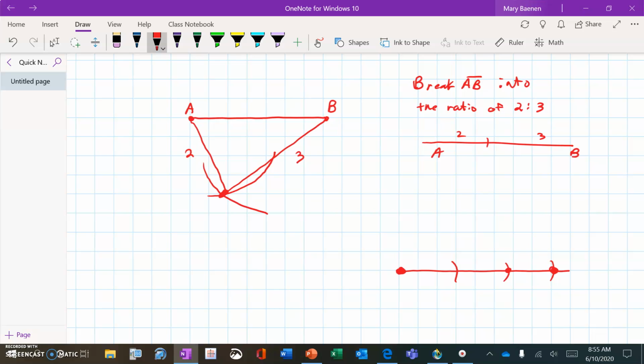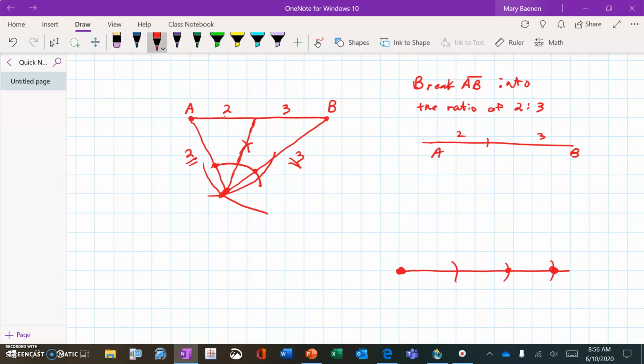Now, back to the conjecture. A bisector of this angle in the triangle will divide the opposite side into 2 segments whose lengths are in the same ratio as the 2 sides forming the angle. So if I now stab in here, go across, and do an angle bisector, so stab in here and make an arc, and with the same opening, stab in here and make an arc, this would be my angle bisector. The angle bisector splits the opposite side into the same ratio as the ratio of the sides forming the angle. So that would split that into a ratio of 2 to 3.